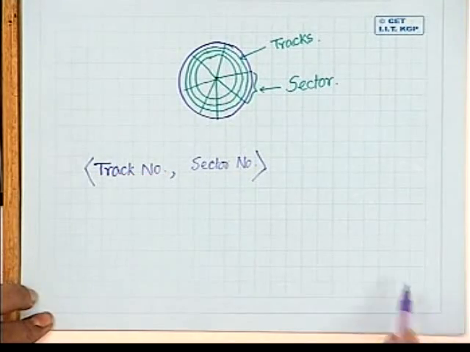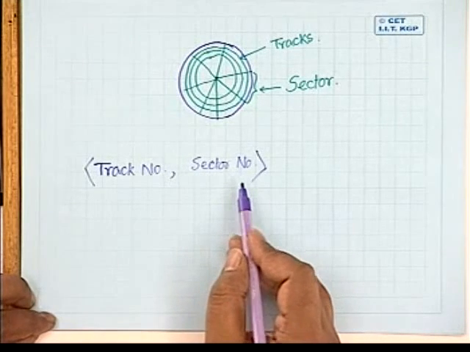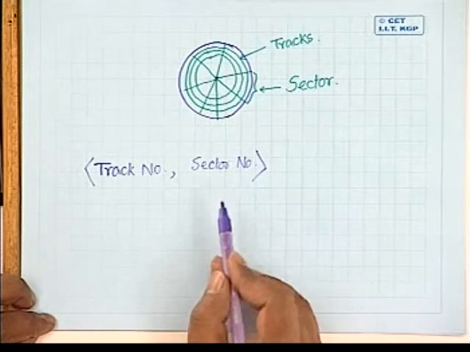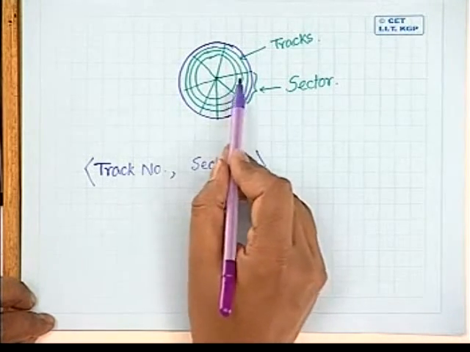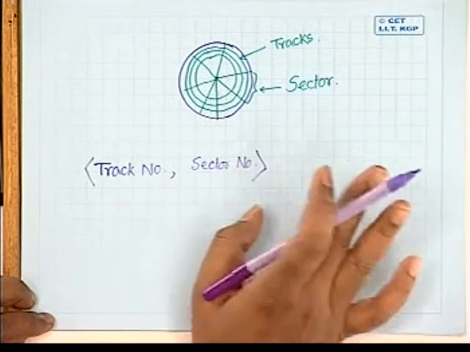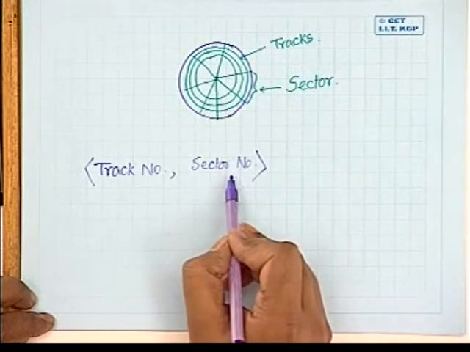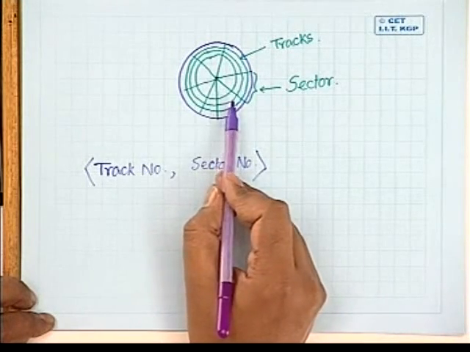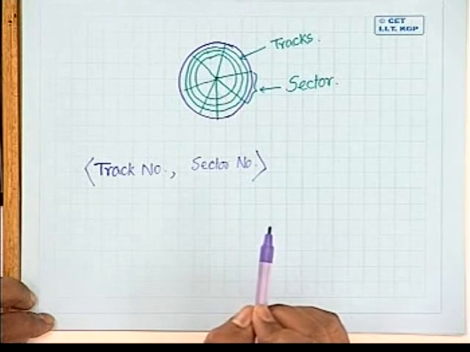Okay. Now this is the situation of a kind of disk which is called a single-sided disk. I can also have another kind of disk which is called a double-sided disk, in which case the data will be stored on both sides of the disk. In case of a single-sided disk, the data can be stored only on one side of the disk. You cannot store the data on the other side of the disk.